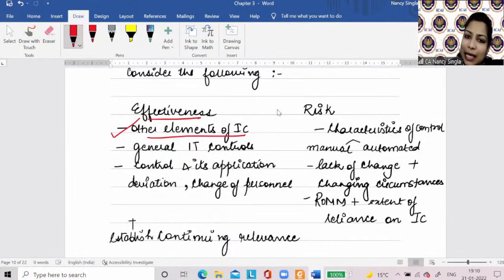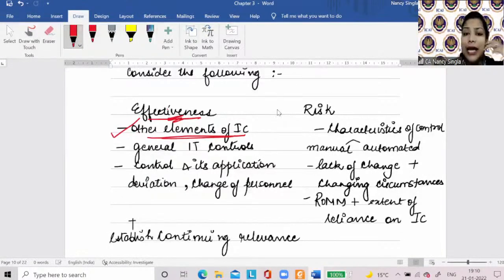Is management exemplary of honesty, being integral, working with integrity? Exemplary to whom? To the staff. If management will not follow internal control, then chances are that the staff will also not follow. So before doing that, consider the effectiveness. See, there are 3 points relating to effectiveness. So effectiveness of what? Other elements of internal control.